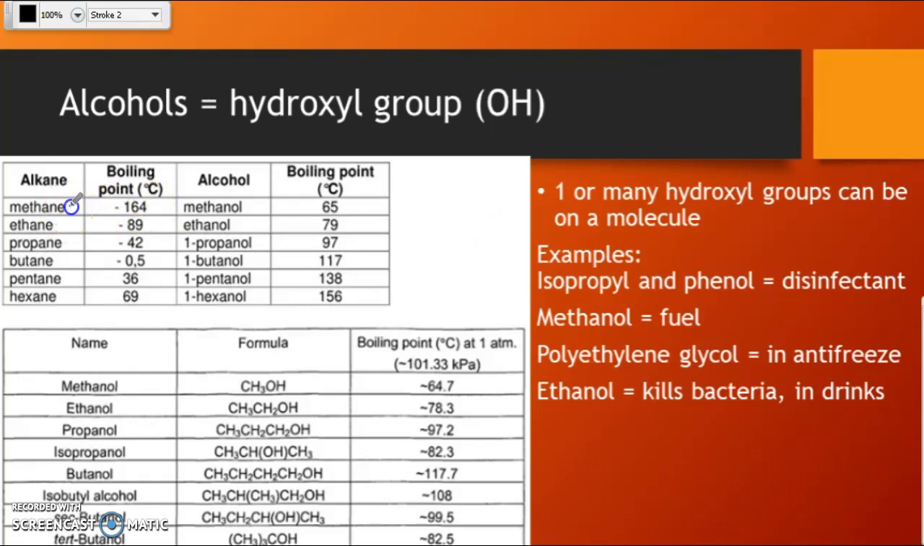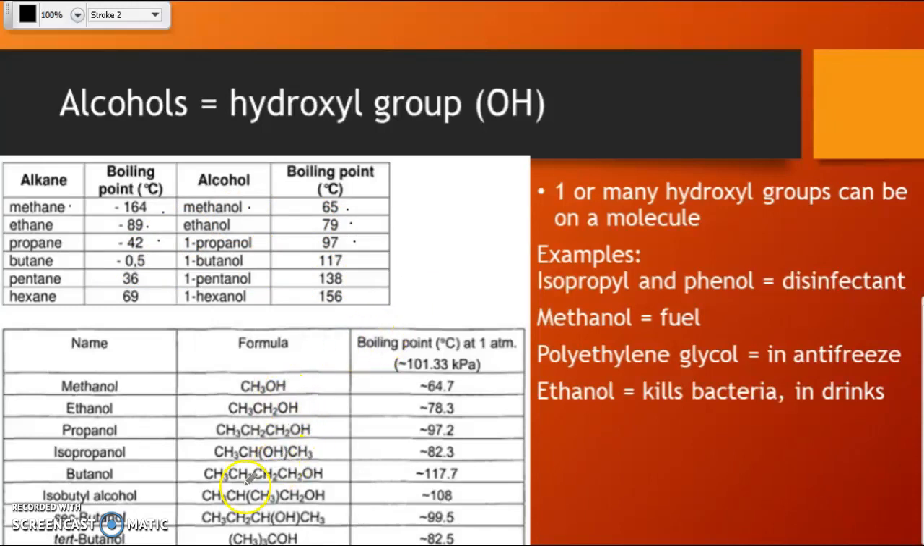So let's look. If I have methane, the normal boiling point is negative 164 degrees Celsius. But if I simply add an OH, now my boiling point is 65. That's over 200 degrees difference. That's a huge difference. Ethane, negative 89. Ethanol, you've probably heard of ethanol with fuels, becomes positive 79. Propane, negative 42, propanol, positive 97. So one of the biggest changes we can see is the boiling point changes.